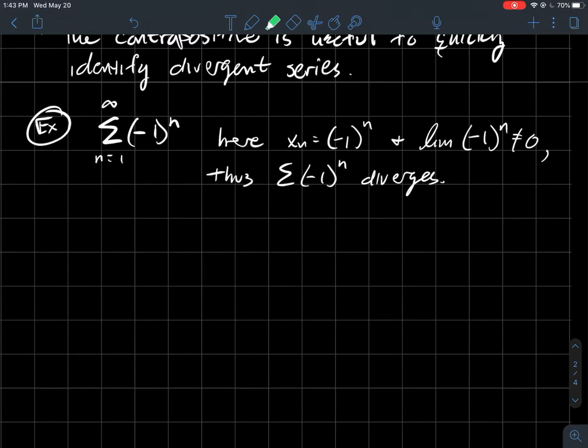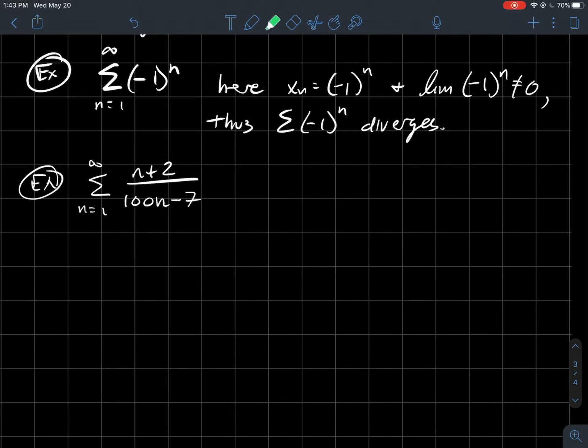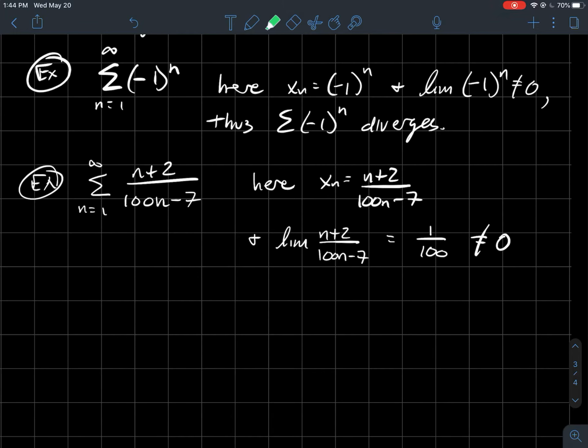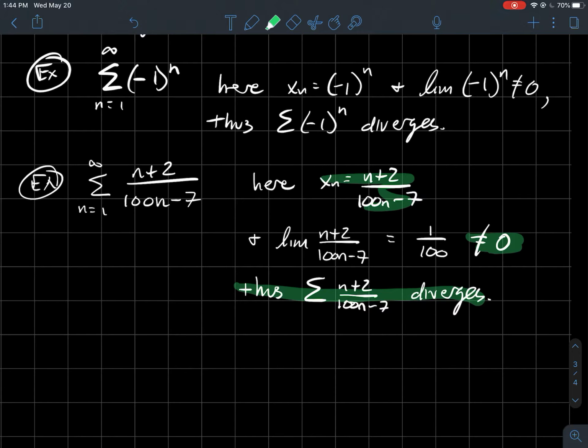So notice there's very little math at all. It was just using that theorem. So maybe no hard work is what I meant. So similarly, something like this, n plus 2 divided by 100n minus 7. Well, in this case, this is my sequence that generates the series, n plus 2 divided by 100n minus 7. And what happens when you take the limit of this sequence? Well, you would get 1 over 100 when you take that limit. And so, well, 1 over 100, yeah, it's pretty small, but it's not 0. So, again, when the limit of your terms is not 0, then you can conclude that your series diverges.